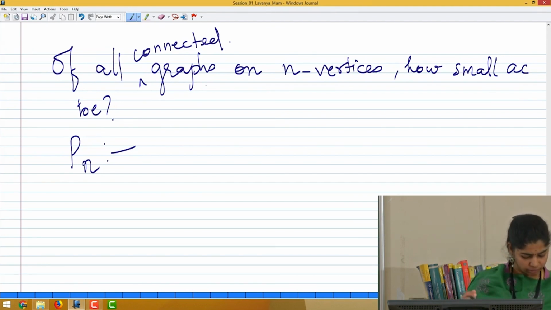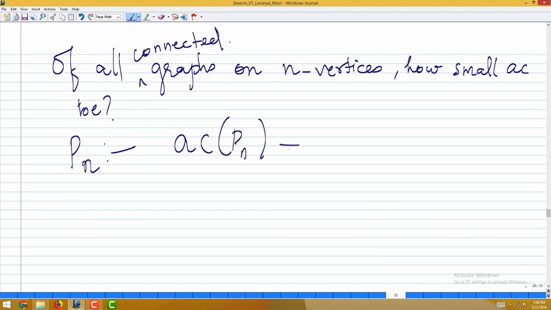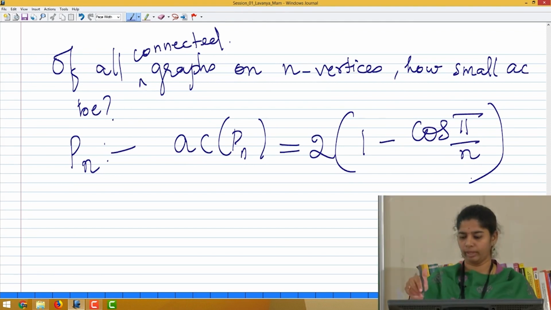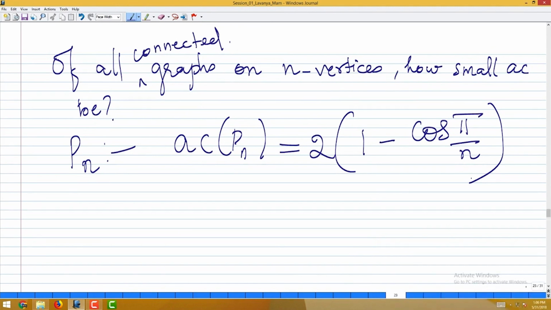P n is going to satisfy this, and how small could this value go? The value is somewhere typically in this range, 1 minus cos of pi over n. So, it is less than 2 provided this value does not vanish. You have to look into the spectrum of P n and the spectrum of C n. If you see, they are somewhere closer to this. Cycles and paths are close, but even among those, the paths give you the least algebraic connectivity.